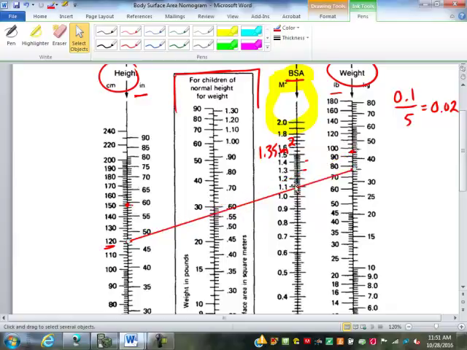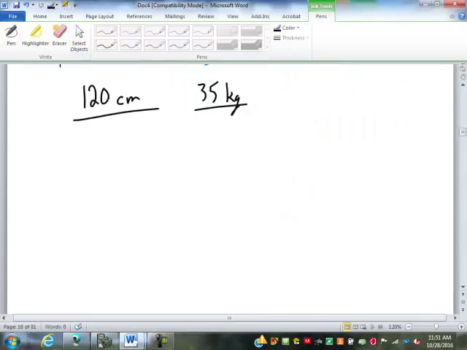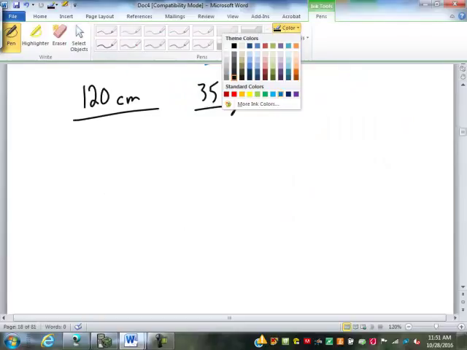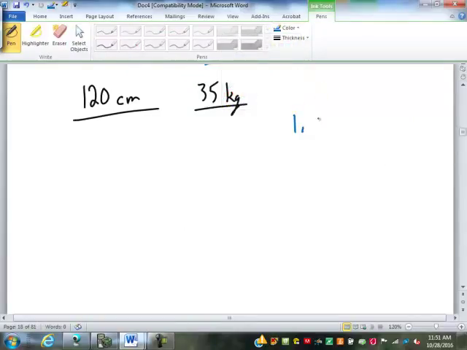Now you see where it crosses this axis here. It looks like it's just below 1.1 or almost right on 1.1. Maybe 1.09, 1.08. So for our estimate off the nomogram, we're going to say 1.09 square meters.